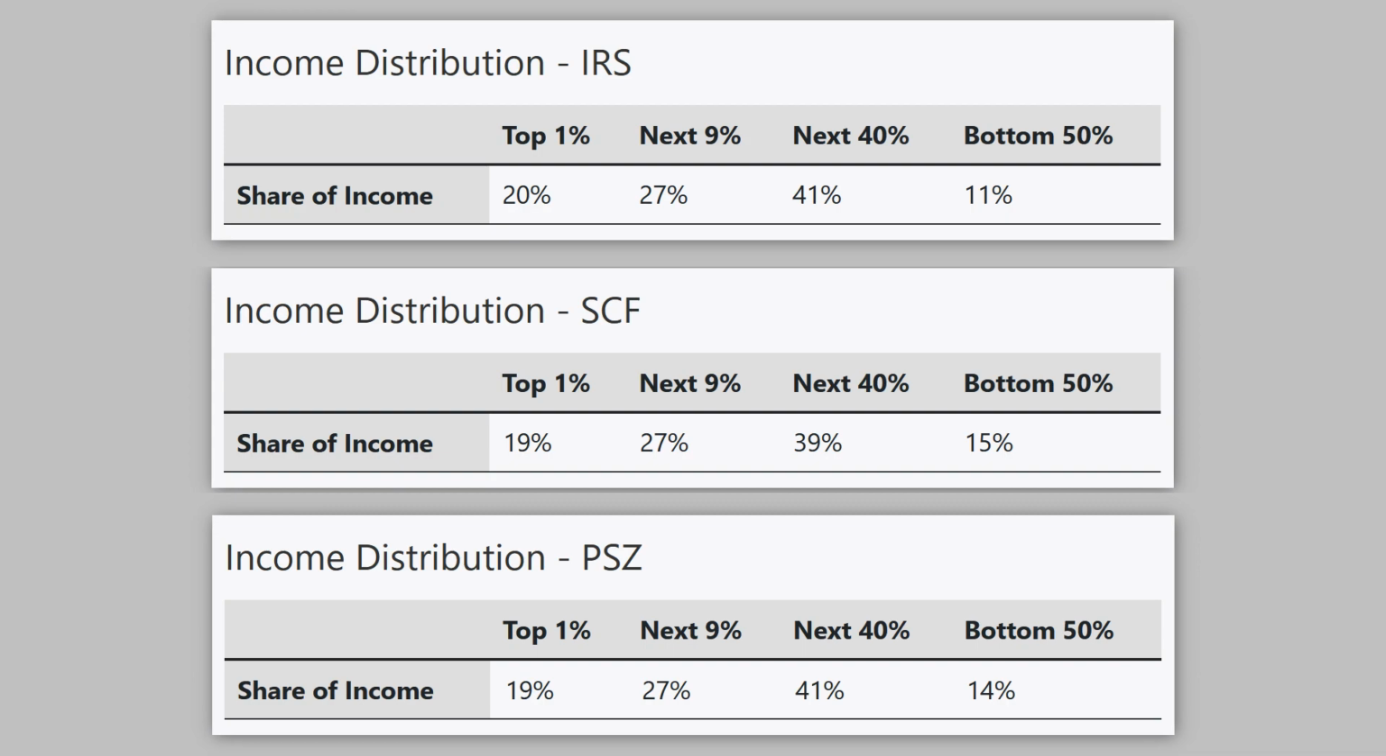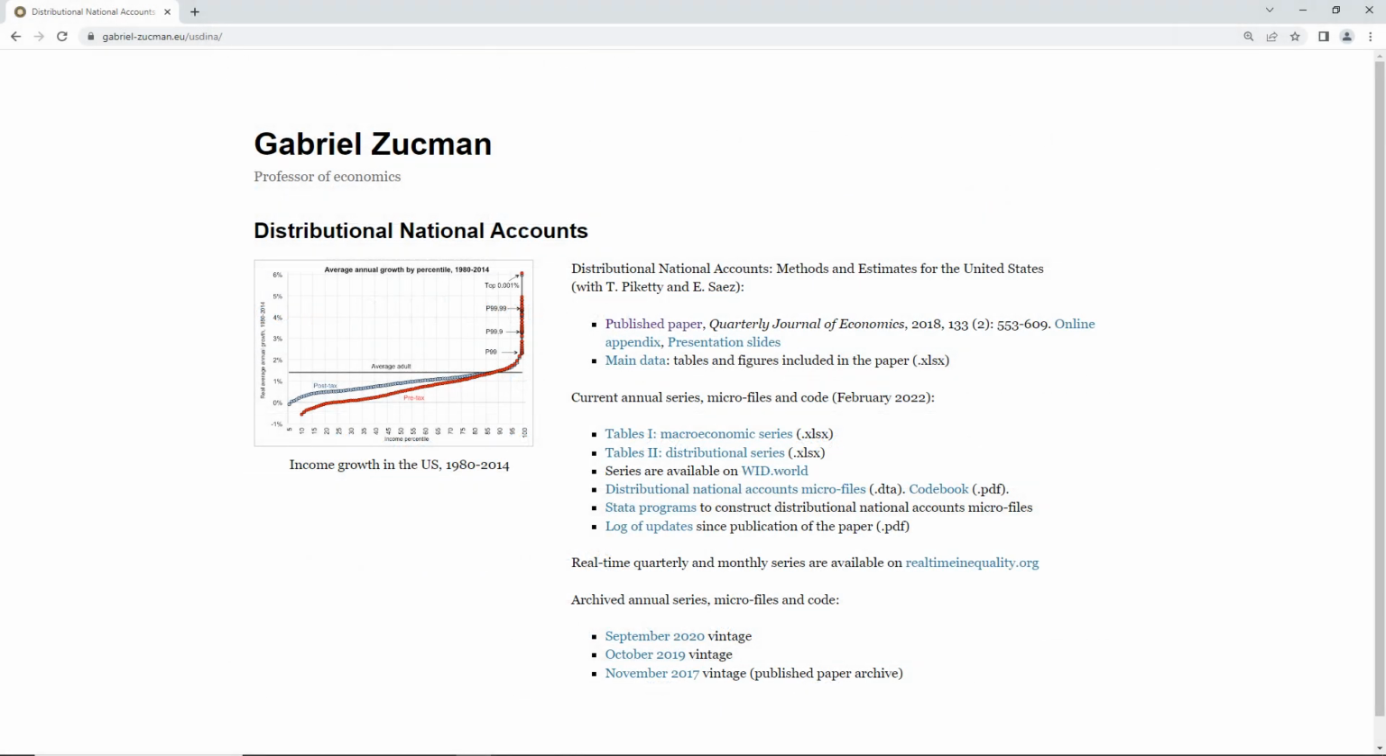We will focus on the data from Piketty, Saez, and Zucman, or PSZ, because their approach incorporates a number of different data sources. It is based on tax data from the IRS, but also takes into account other sources, such as survey data, including the SCF.